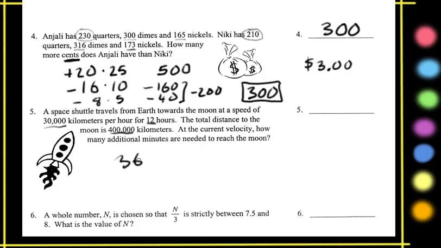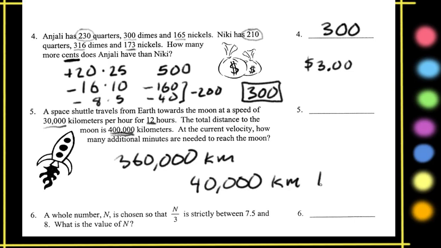So that'd be 360,000. That's the number of kilometers the rocket has gone. And so it needs to go 400,000. So there's 40,000 kilometers left to go, right? 40,000 kilometers left. And the speed is 30,000 kilometers per hour. So the number of hours that is remaining would be 40,000 divided by 30,000. And then they wanted to know, that's the number of hours, but they wanted to know how many additional minutes, not hours. So we got to multiply that by 60.